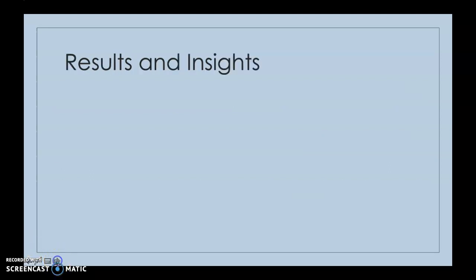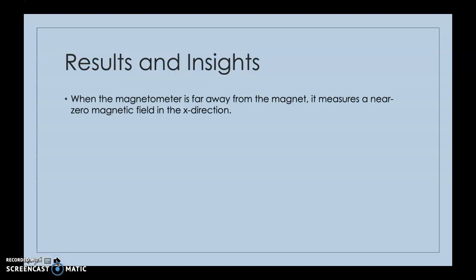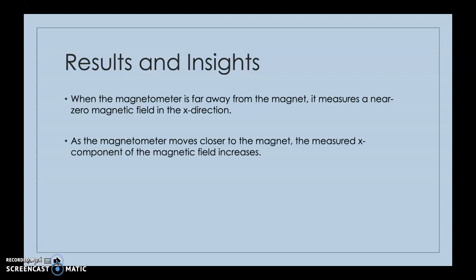In conclusion, from the experiment, I saw that when the magnetometer is far away from the magnet, it measures a near zero magnetic field in the x direction, and as the magnetometer moves closer to the magnet, the measured x component of the magnetic field increases.